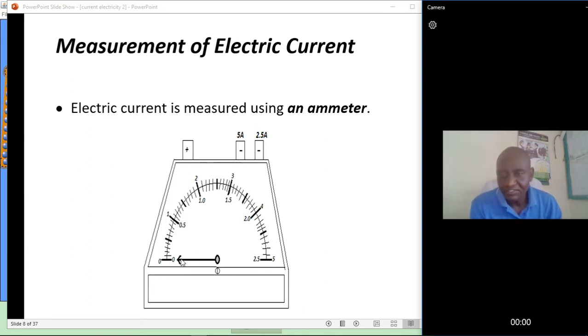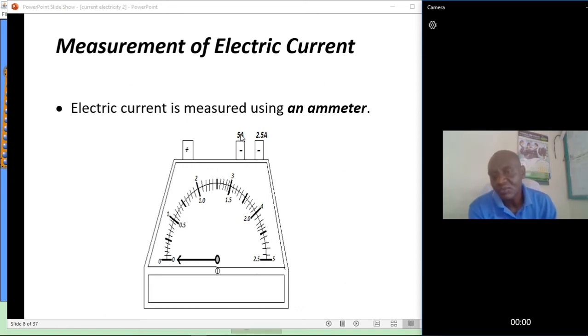So this deflector, this pointer here, can point at this point here. So you see, when pointing here, it all relies on which scale you are using. A number of students have been making mistakes. You find they have connected the wire here, but instead of reading the bottom scale, they read the top.